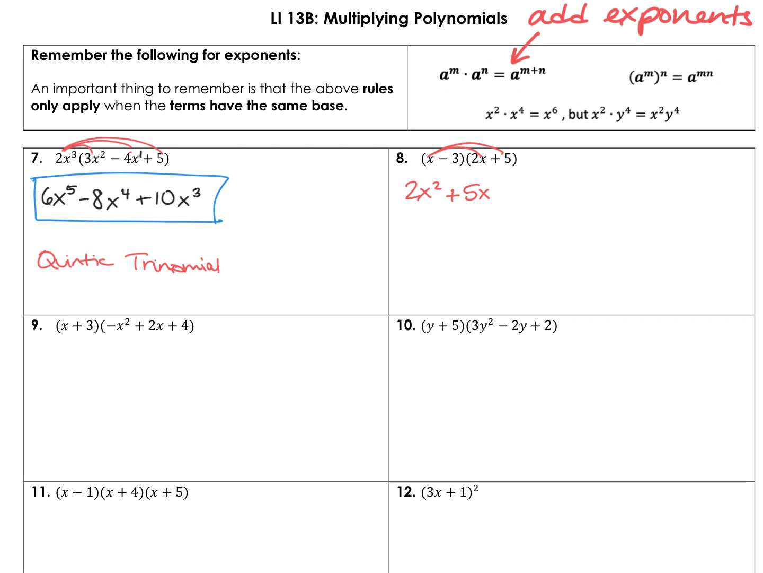Now you need to distribute the -3. So -3 times 2x is -6x, and then -3 times 5 is -15. You are not done because you need to combine some like terms here. So 2x squared minus 1x minus 15. And this is a quadratic trinomial, just for fun and for learning. So that guy's done.